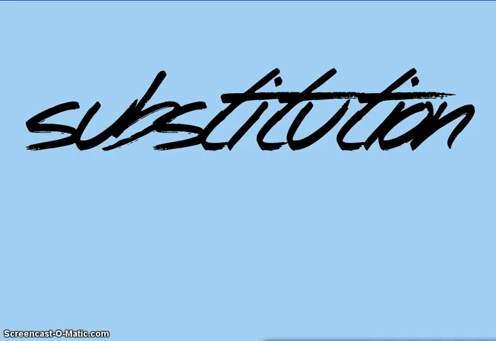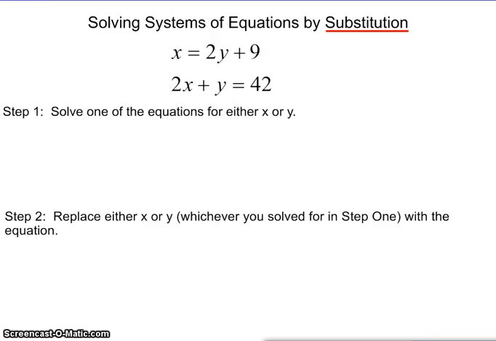Alright, so the next thing we're going to talk about is substitution. In substitution, one of the equations must be set equal to either x or y. The reason for that is I'm going to take what x equals, which is 2y plus 9, and plug it into the second equation where the x is. So step 1 has already been done for us. But now I'm going to take this 2y plus 9 and plug it in for x.